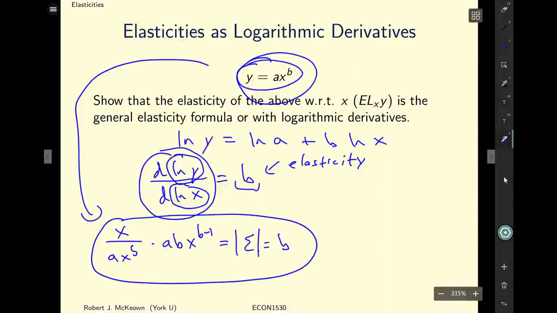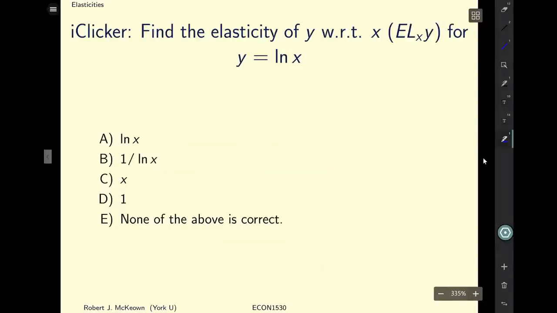Read the question carefully, try it yourself, use what we learned before, pay careful attention. Notice that we have y is equal to log of x, and you want to find the elasticity of y with respect to x, or the x elasticity of y in the terms I used previously. Give it a try. When you're ready, press play, and I'll show you the solution.